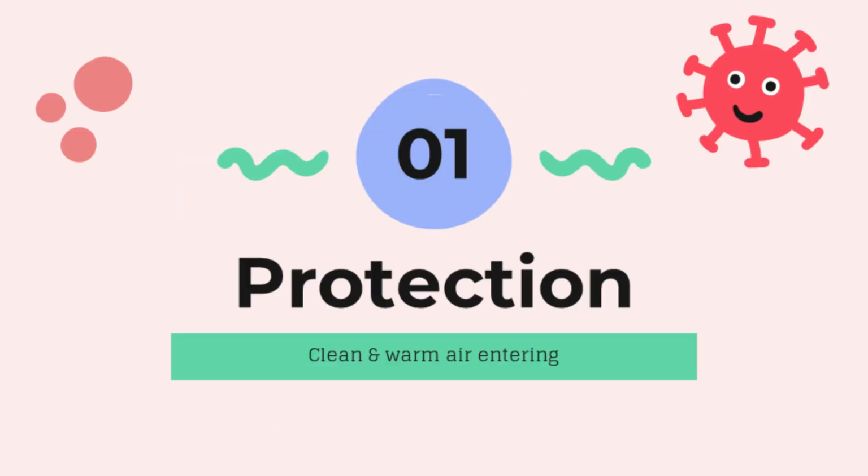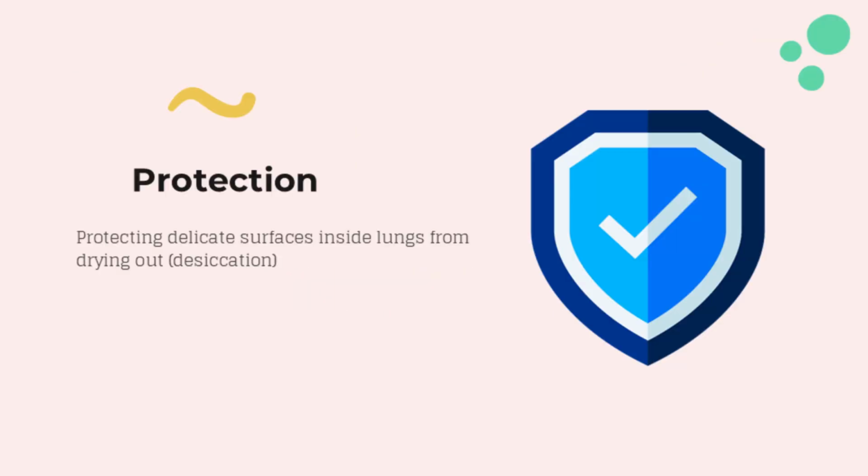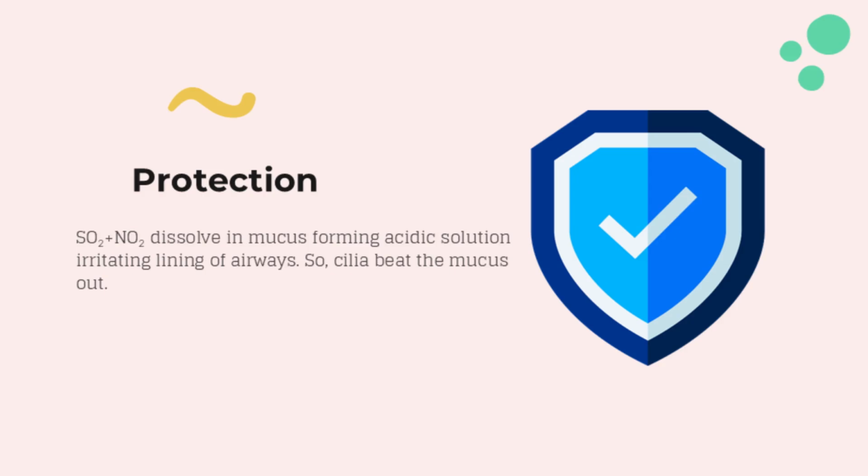Protection: cleaning and warming the air entering. Protecting the delicate surfaces, such as alveoli inside the lung, from drying out. Protecting against material such as dust, sand, pollen, bacteria, and virus. Sulfur dioxide and nitrogen oxides dissolve in mucus, forming acidic solutions. This irritates the lining of the airways. Cilia beat the mucus outside the respiratory tract.